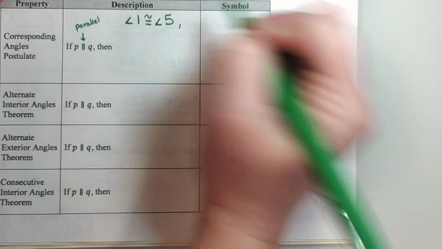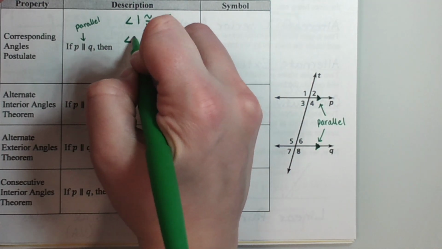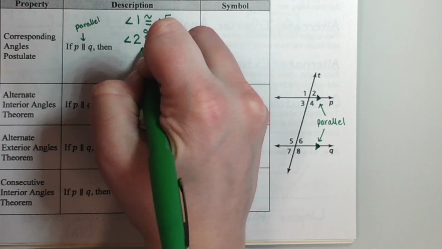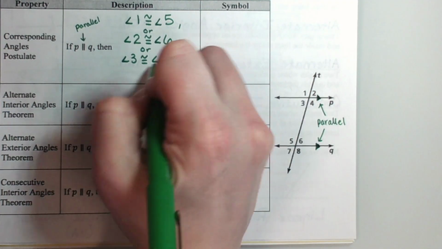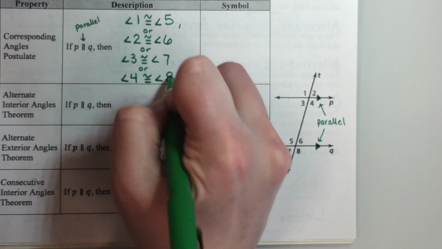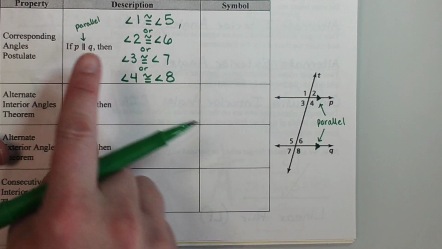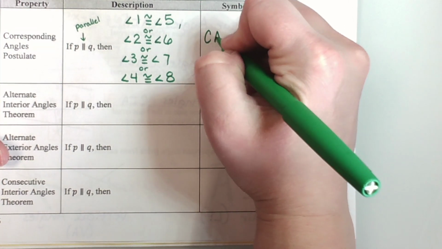That's one pair of corresponding angles here, but there's more than that. If I was talking about angle 2, 2 would correspond with 6. Are there others? 3 would correspond with 7, and 4 would correspond with 8, which means we could say angle 1 is congruent to angle 5, angle 2 is congruent to angle 6, angle 3 is congruent to angle 7, or angle 4 is congruent to angle 8. Corresponding is the most commonly occurring. If you see parallel lines being cut by a transversal, you can say that they are congruent by the corresponding angles postulate.